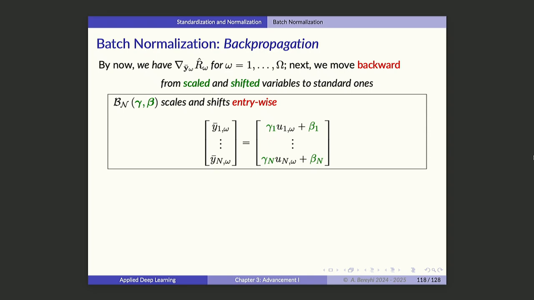I have the gradient of my sample loss up to y bar omega. And then if I want to get to u omega, if I want to find the gradient of the loss with respect to u omega, then I need to write it down as the gradient of R hat omega with respect to y bar omega times the gradient of y bar omega with respect to u omega, right? That's the chain rule.